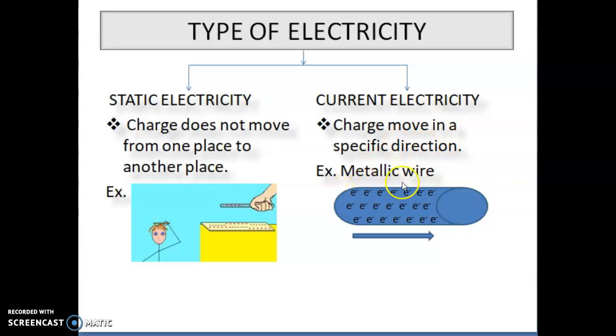You can see this is a metallic wire. The electrons are present in the metallic wire. These electrons will move in one direction, that is, a specific direction.